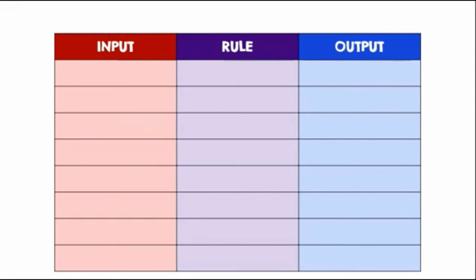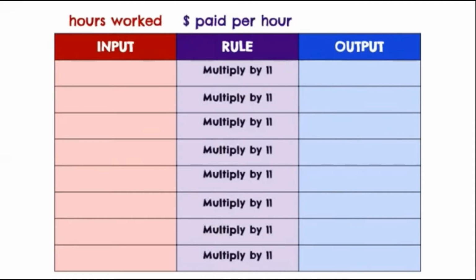Well, the number we are changing each time is the number of hours you work, so that would be our input. Every hour you made $11, so our rule would be to multiply the input by 11. That leaves the total money you made after so many hours to be our output.